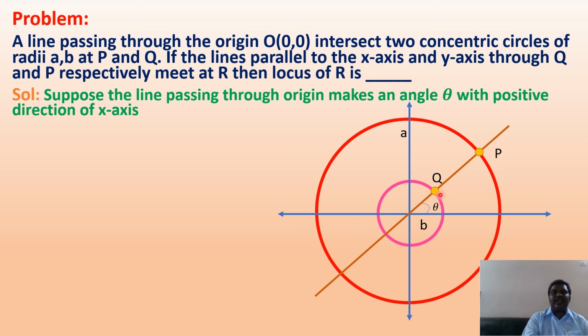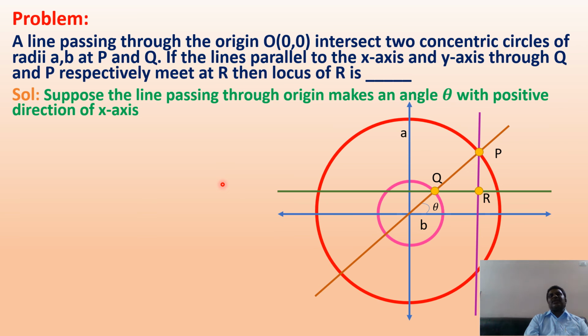Similarly, can you take the coordinates of Q as B cos theta comma B sin theta by using the definition of the parametric equations of straight line? Am I correct or not? So this is the line parallel to the x-axis meeting the second circle. Now this is the line parallel to the y-axis passing through P, the point of intersection of the line and the first circle. Where do they meet each other? They meet at the point R. You have to find the locus of R. That is your question. Am I correct or not?